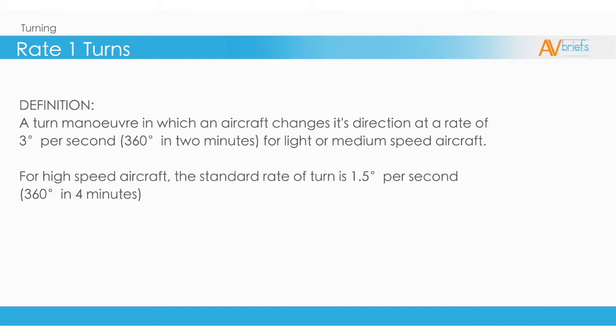When flying in instrument conditions, when visibility outside the airplane is not possible, turns are done at what is called rate 1. The definition of rate 1 is a turn maneuver in which an aircraft changes its direction at a rate of 3 degrees per second. This equates to 360 degrees, a full circle, in 2 minutes, for light and medium speed aircraft. For high speed aircraft, the standard rate of turn is 1.5 degrees per second. That equates to 360 degrees in 4 minutes.